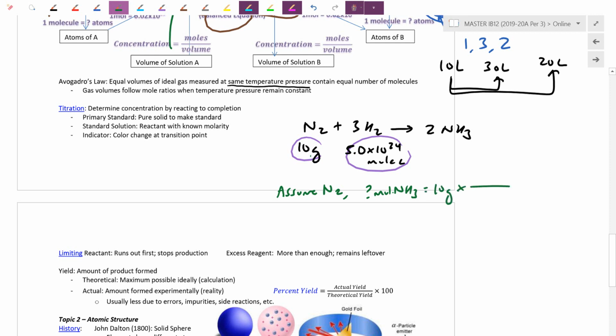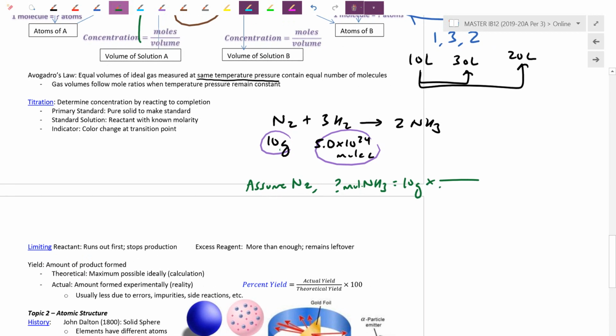10 grams, I'm just going to draft it out for you here. N2 is diatomic, so N is 14, so 2 times it is 28 grams per mole. The mole ratio tells you for every 1 part N2, there's 2 parts NH3. I figured out that number there.